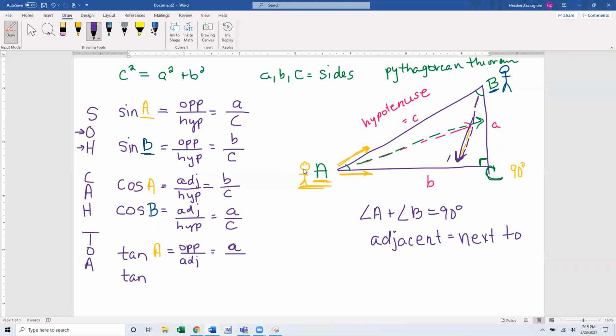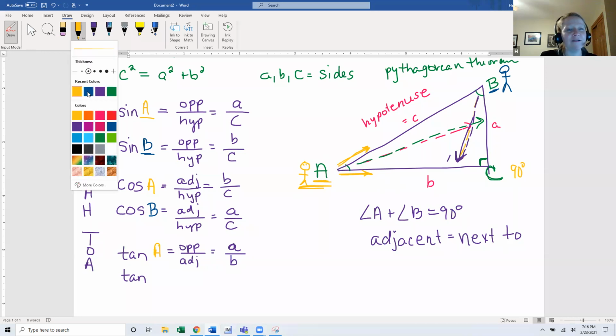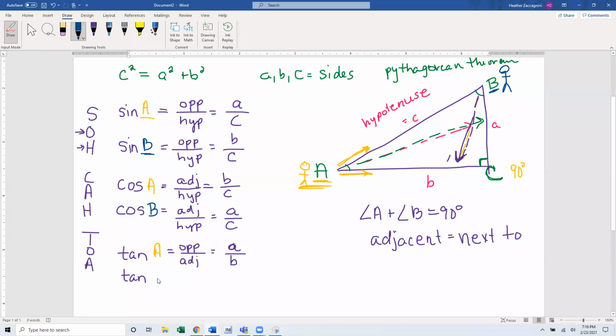It would be little b, right? Right. From angle A, the adjacent side is little b because it's next to. And then wouldn't it be a and c for the next one? No, a and b, right? In what order? b and then a. Right.